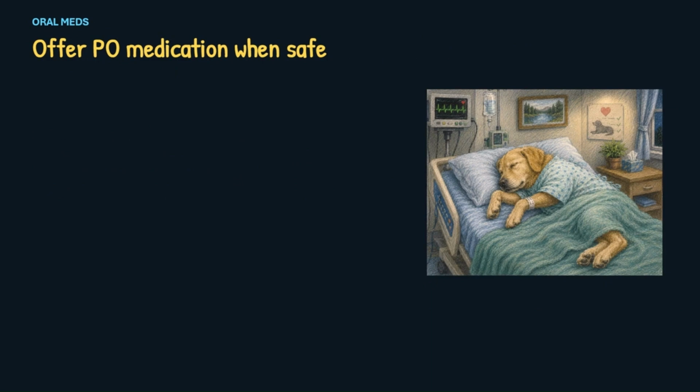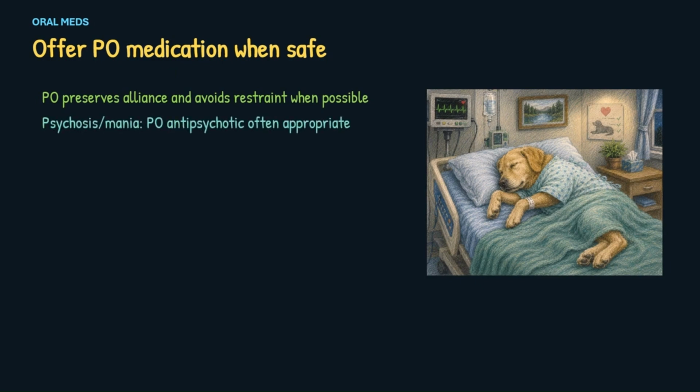So when you are giving medications to an agitated patient like this elderly patient, when do you give the medication as a pill and when do you give it as an injection? You should offer the oral medication whenever it is safe to do so. The oral medication preserves alliance and avoids restraint when possible. Even in patients with psychosis and mania, oral antipsychotics are often appropriate if the patient is willing to take them.